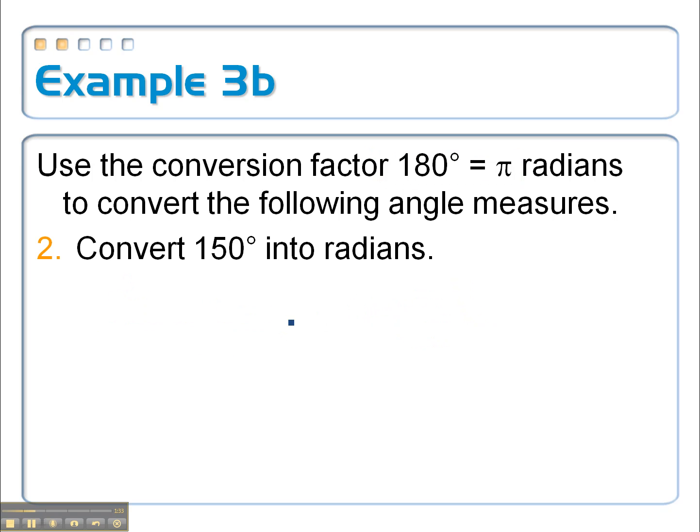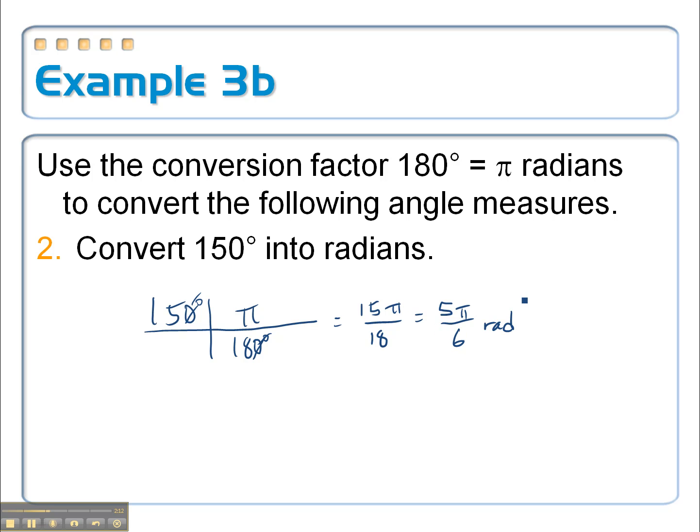Alright, let's do the same thing. Convert 150 degrees into radians. 150 degrees, it'll go on the top of our train tracks. 180 degrees will go on the bottom, so our degrees will cancel. And we need our conversion pi up top. I can see here that a 0 will cancel out with this 0. It's a factor of 10. I got 15 pi over 18, and I can reduce that again because I know that 3 goes into both of these. So if I divide that by 3, I get 5 pi over 6 radians.